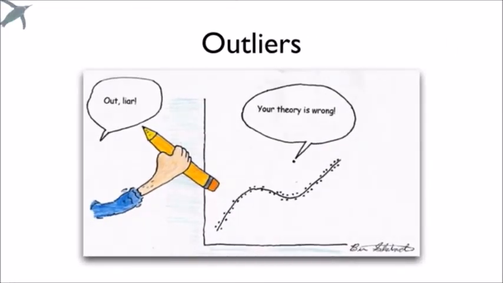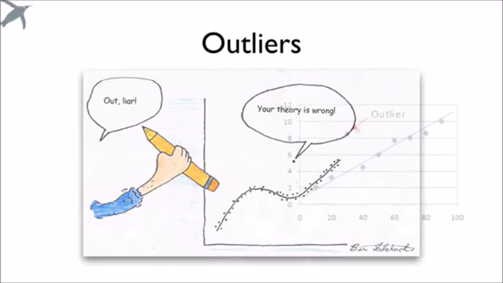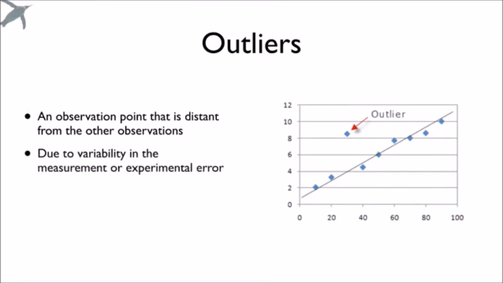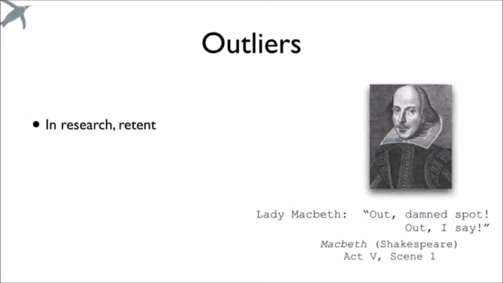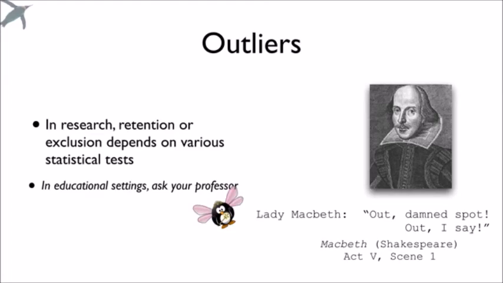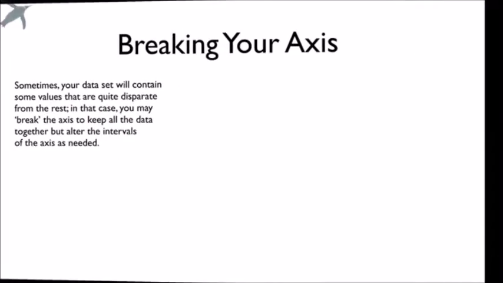Next, what about outliers? What are you going to do with data points that are way out of range compared to everybody else? Usually they are due to experimental error or just regular variability. The reality is, in research, whether you retain or exclude an outlier depends on statistical tests. My point is you don't get to choose. Okay, things like Q tests and so forth are what we use to determine whether or not we keep them. In an educational setting, I would say ask your professor about your outliers.